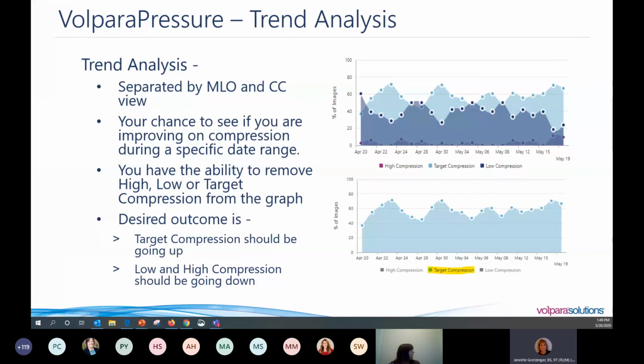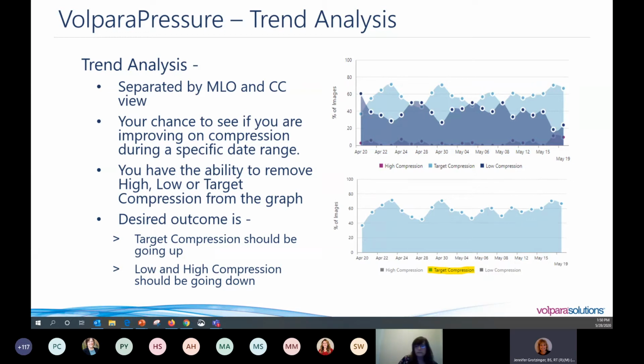Also, in the technologist dashboard, you have access to a trend analysis. This trend analysis is separated by both MLO and CC views. It gives you a chance to see if you are improving on your compression during a specific date range. You also have the ability to remove high, low, or target compression from your graph to see how you're doing.